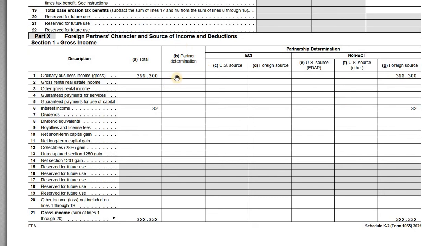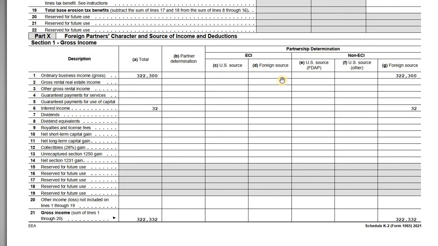So part B, partner determination, very similar to the discussion about the foreign tax credit issues, right? This is where the partnership itself cannot source the income. It's sourced on a per partner basis based on the residency of the partner. In our case, we don't have anything like that, right? So that would be like net short-term capital gains or losses down here on line 10. You would generally see those reported here in column B. Again, not our case here.